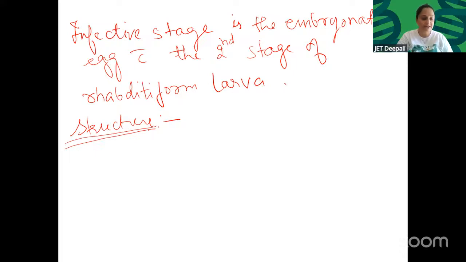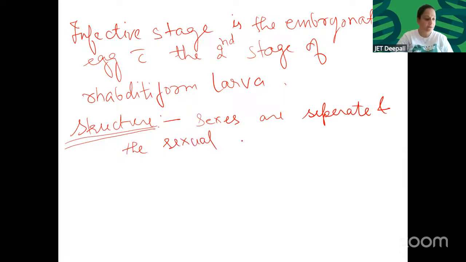Okay, structure. Sexes are separate and sexual dimorphism is distinct. What is sexual dimorphism? It means they have two kinds of stages, one is larval stage and one is developed stage, adult stage. So sexes are separate and the sexual dimorphism is distinct. Distinct means it is clearly visible.